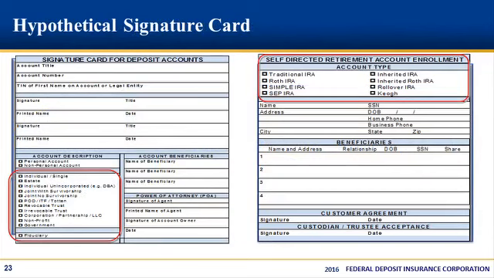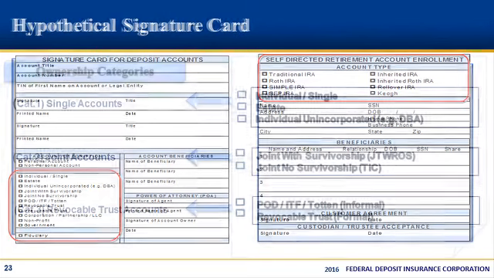To help introduce the concept of ownership categories, we have created a hypothetical signature card to illustrate how the information collected at the time an account is opened is linked to the different FDIC ownership categories. Please note, we are not suggesting your bank use the format provided on the next few slides in establishing your own bank documentation. Let's look closely at the account description sections circled in red on this signature card.